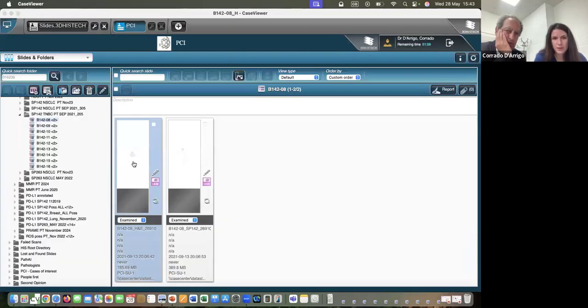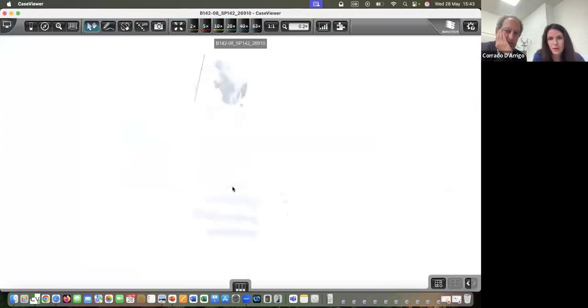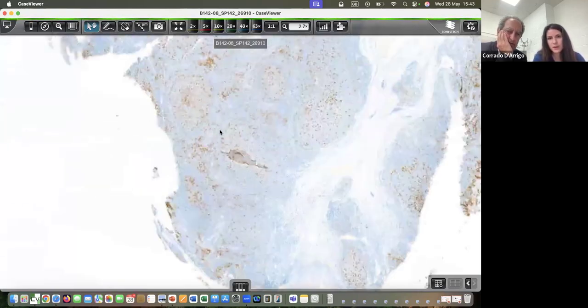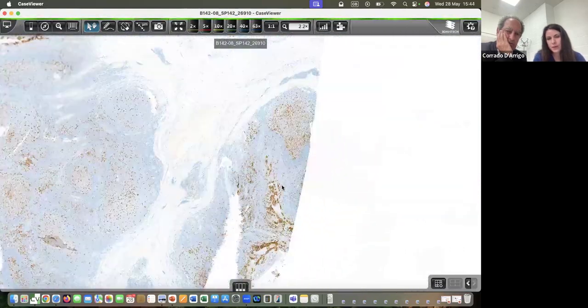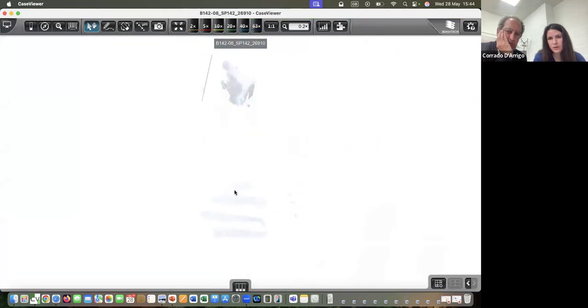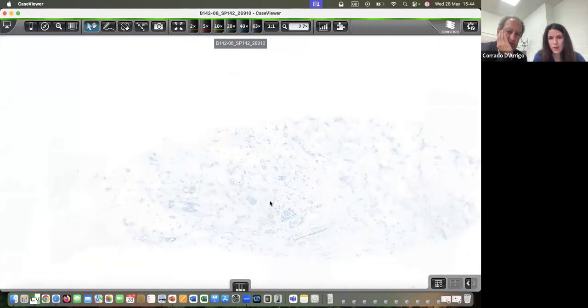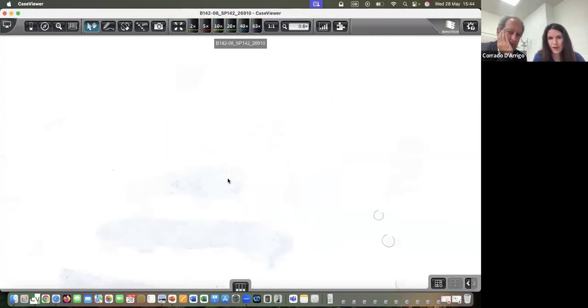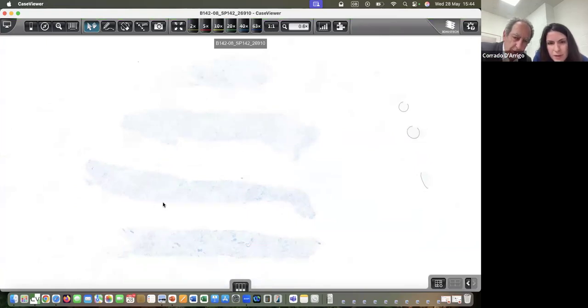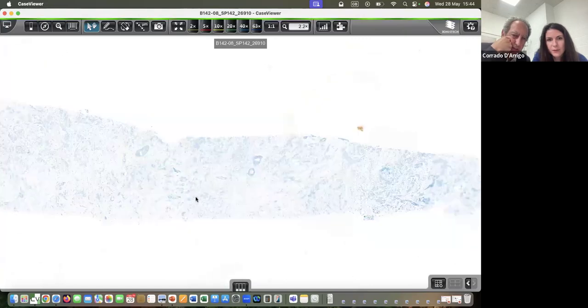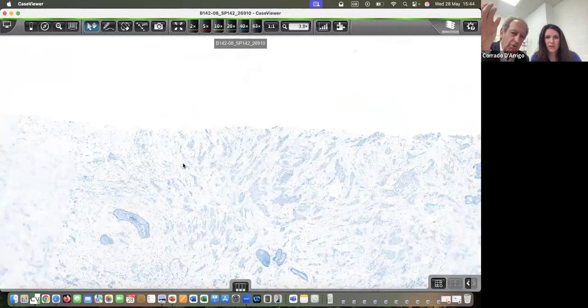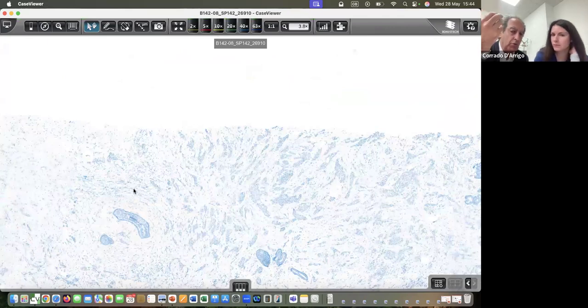Okay, let's take the PD-L1. So that's our control on the top. Okay, and then let's have a look at this case. Nothing to see. I mean, we would have seen it at this power. Do you think there is a little bit of staining here? Let's see. Not really. Okay, so I would say 0.